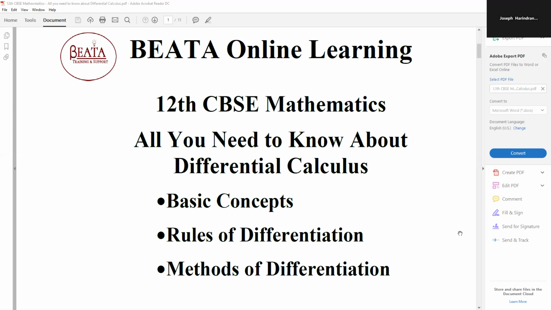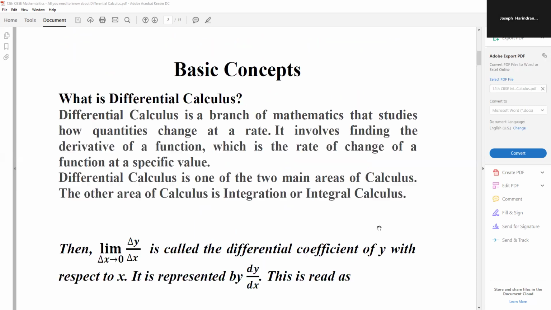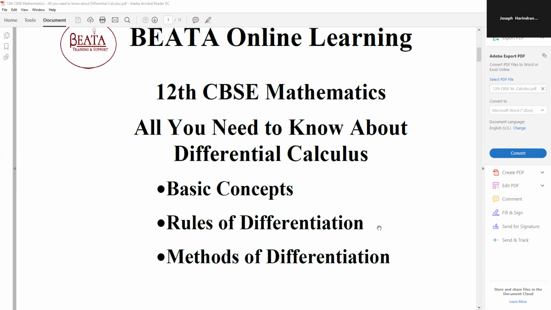This video for the 12th standard CBSE Mathematics will present all you need to know about differential calculus. This is a topic for the 12th standard CBSE Mathematics. This is part 1 of the video. In this video, we will cover the basic concepts of differentiation, rules of differentiation, and methods of differentiation. The basic concepts, of course.